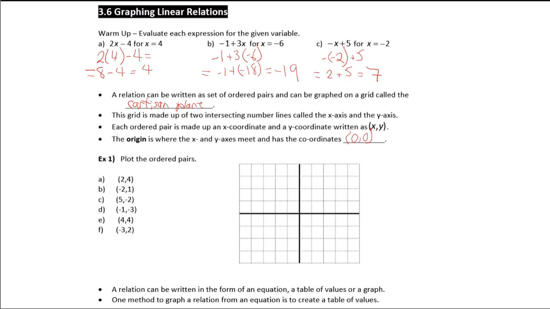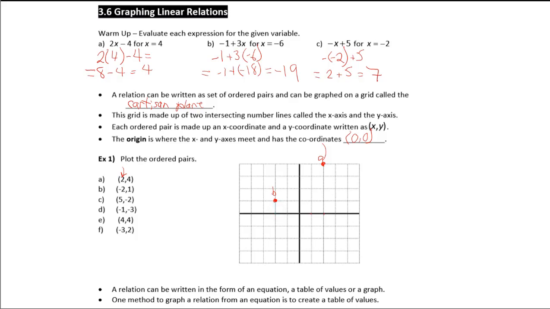In our first example here, we need to plot the ordered pairs. We have (2, 4), so we look at the x value first, and the x value is the horizontal, so I go over, it's +2, so 1, 2, then up 4, then 1, 2, 3, 4. So my first point right here, this is A. And then for point B, we have (-2, 1), so we go back 2, 1, 2, and then up 1 right here. This will be point B.